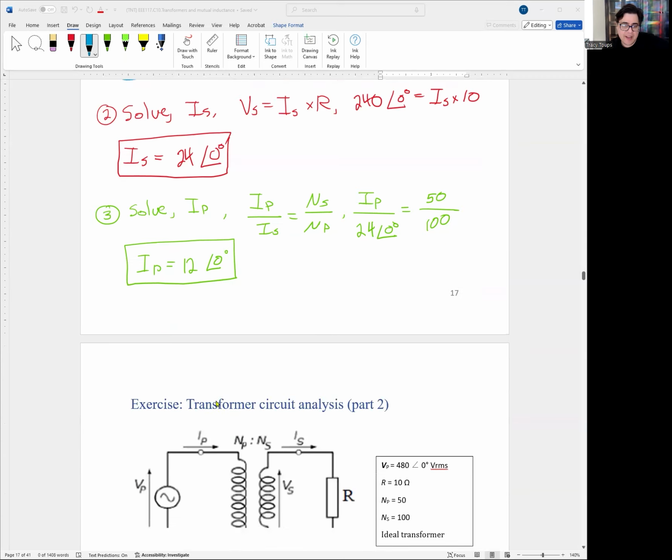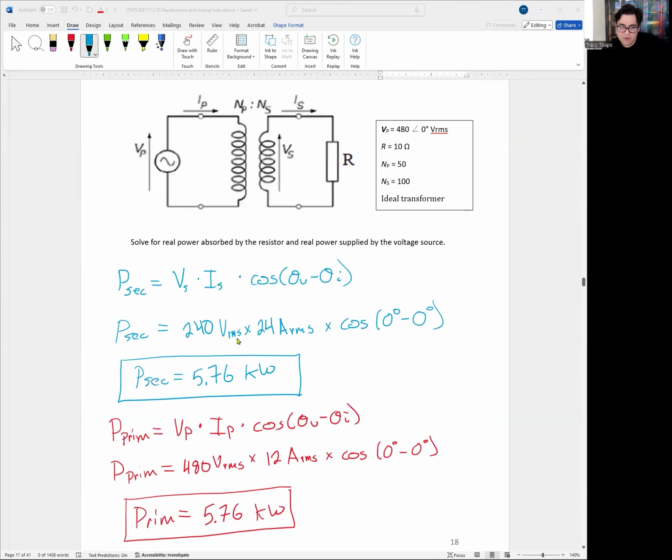Because at the end of the day, when we calculate the powers, we're going to have a secondary power side. So we're going to have voltage and current. We could do secondary power: VS, IS, cosine of the angle between the voltage and current. VS is 240 volts RMS. Current is 24 amps RMS. Cosine is 0 degrees minus 0 degrees because it's just a resistor. There's no phase shift. This is gone. It's just 1. So our secondary power is 5.76 kW.